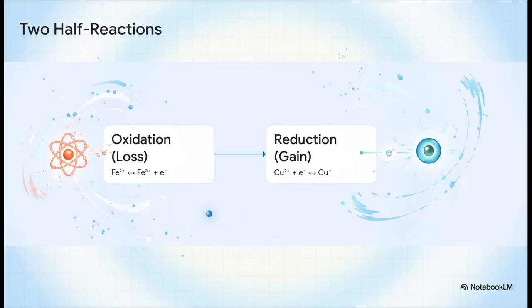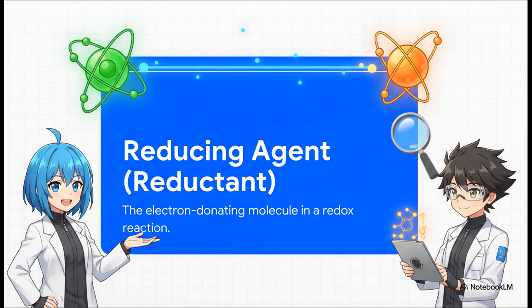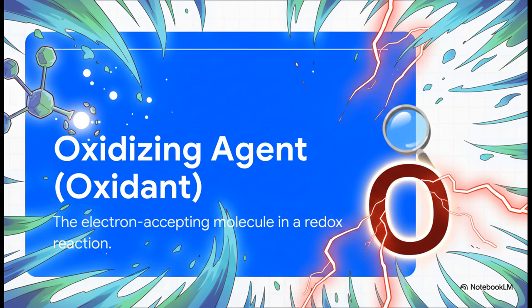And because they're always paired up, we can look at any redox reaction by just splitting it into two half reactions. It's like perfect bookkeeping. One half shows the oxidation, who's losing the electron, and the other half shows the reduction, who's gaining that very same electron. No electron is ever lost. And of course, we've got special names for these roles. The molecule that donates the electron, the one that gets oxidized, we call that the reducing agent. And on the flip side, the molecule that accepts the electron, the one that gets reduced, we call that the oxidizing agent. Makes sense, right?